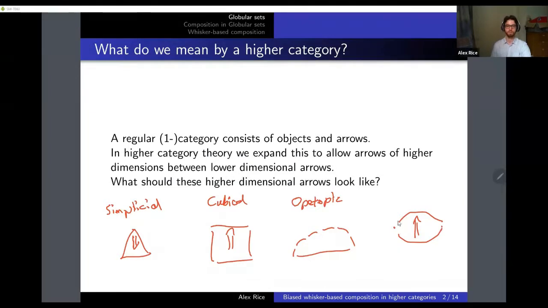So the idea is that these dots here are the objects, and then these lines, which I haven't drawn an arrow tip on, are the one morphisms or arrows between the objects, and then I've drawn this 2 arrow which goes between the 1 arrows. And so we can see where this motivation comes from on the next slide, hopefully, if it goes across.